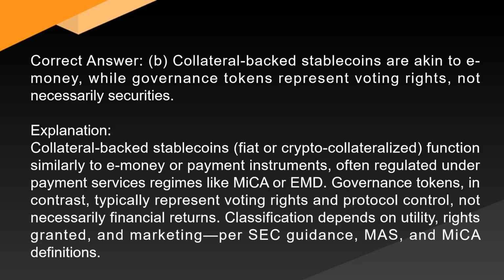Correct answer. B. Collateral-backed stablecoins are akin to e-money, while governance tokens represent voting rights, not necessarily securities. Explanation. Collateral-backed stablecoins, fiat or crypto-collateralized, function similarly to e-money or payment instruments, often regulated under payment services regimes like MiCA or EMD. Governance tokens, in contrast, typically represent voting rights and protocol control, not necessarily financial returns. Classification depends on utility, rights granted, and marketing, per SEC guidance, MAS, and MiCA definitions.